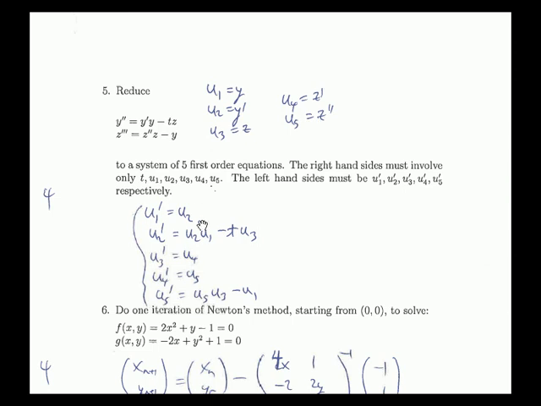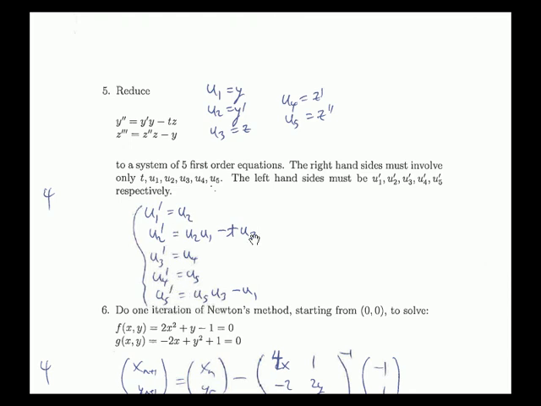And this equation and these two are basically just defining u2, u4, and u5. And the actual equations are here and here. u2 is y prime, so u2 prime is y double prime. u5 is z double prime, so u5 prime is z triple prime, and so we reduce it down to a system of 5 first-order equations.